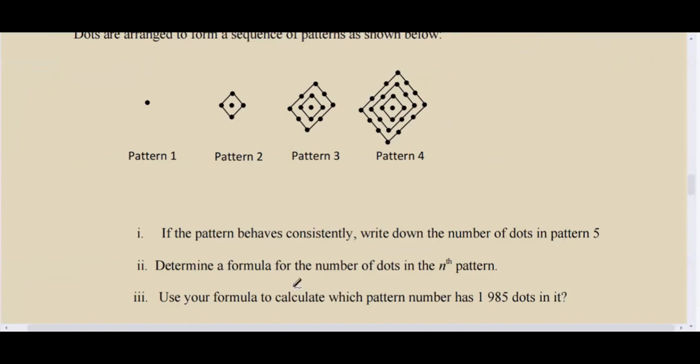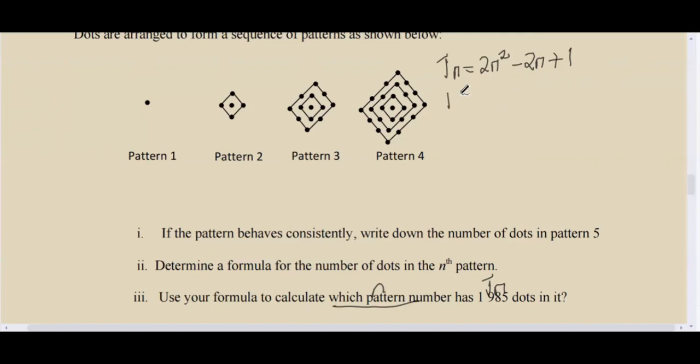Yeah. Use your formula to calculate which pattern number has 1,985 dots. So we are required to use our formula. Our formula was Tn is equal to 2n squared minus 2n plus 1. Now we want to find out for which value of n we will have 1,985 dots. So this is our value for Tn. And what are we looking for? We are looking for n, right?